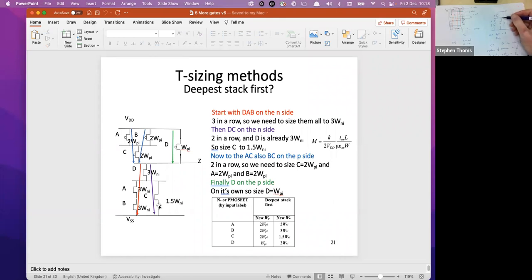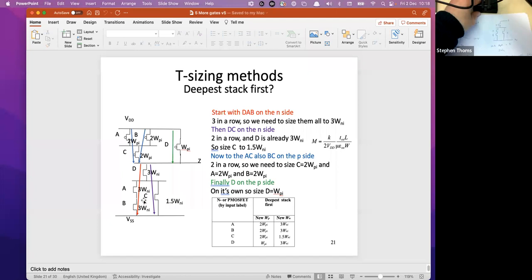So then you do exactly the same thing coming down this side. But we know that D is sized already to 3 WN. So on the right-hand side, which you can't see, hold on, let me adjust things so you can see what I'm doing.